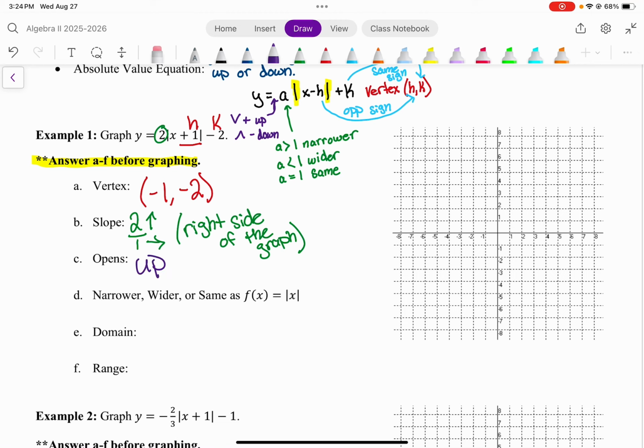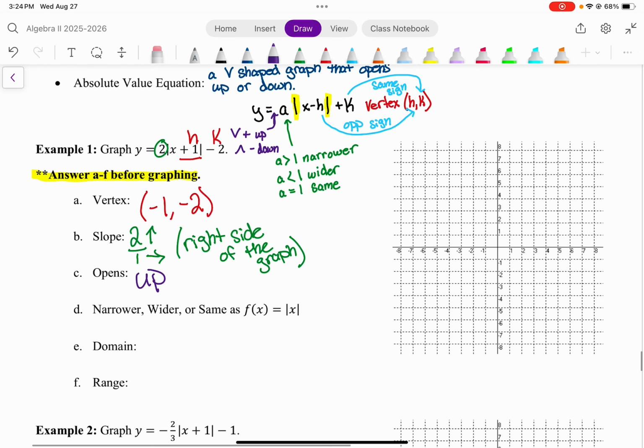Then, is it narrower, wider, or the same as f of x? And if we look back at our notes, if a is greater than 1, it's going to be narrower. And in this case, a is in fact greater than 1. So narrower would be our answer. Okay. Next, we have domain and range.